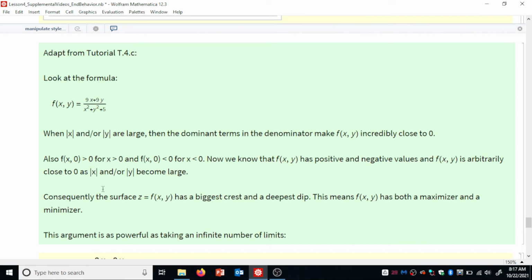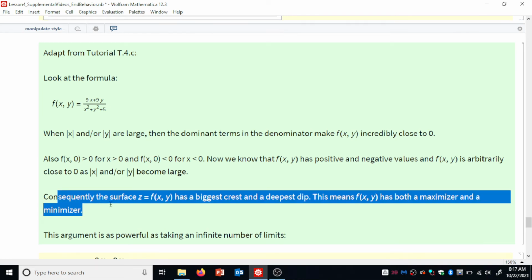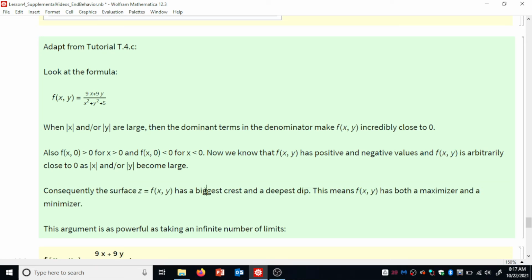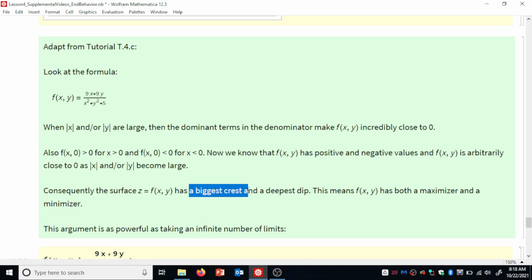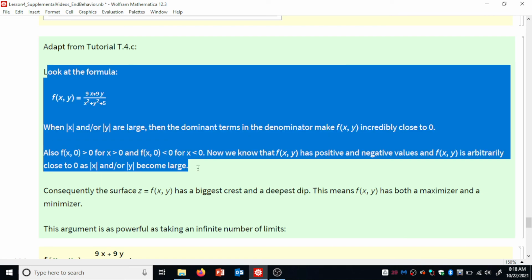And that is definitive proof for us that this surface has a biggest crest and a deepest dip, a global maximum and a global minimum. Because near the origin, we have a function that takes on positive values some places, negative values other places, but as you move away from the origin, it gets very, very close to 0. And so we have a biggest crest, a global max, and a deepest dip, a global minimum. So this sort of argument here is very, very powerful.